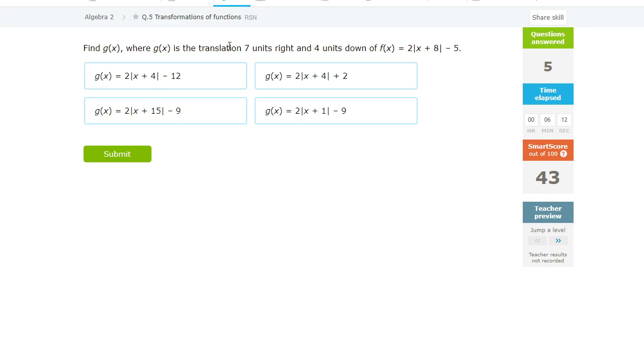Next one, I'm translating 7 units right. So that means I have to subtract 7 on the inside because I'm going right. So 8 minus 7 is 1, right? And you can already stop right there. This is the only one with a 1 inside. But just to show you, negative 5, if I translate 4 units down, I subtract 4. So negative 5 minus 4 is negative 9.